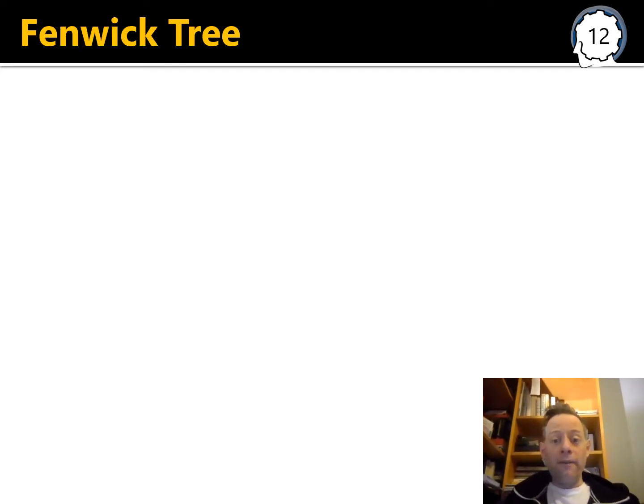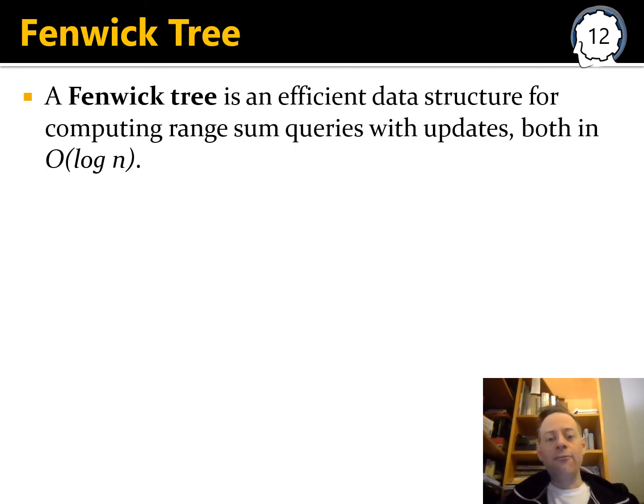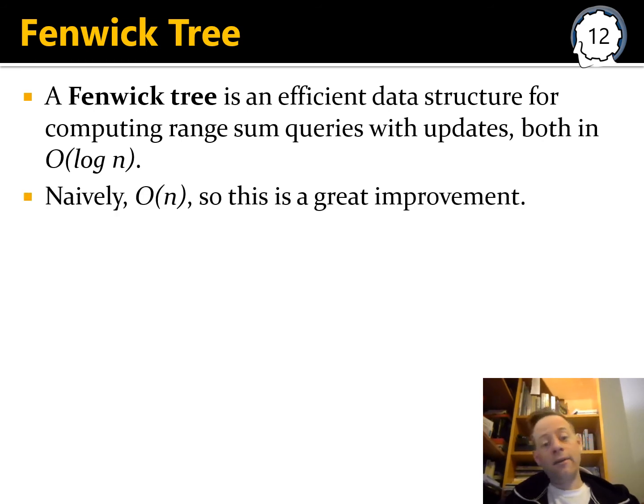Then we come to another very important basic data structure, which is the Fenwick tree, named after Peter Fenwick. And this is an efficient data structure for computing range sum queries and updates, meaning that we basically need to sum up a set of elements, and where we need to update this data structure efficiently. So we can actually do both of those in logarithmic time. I mean, a naive implementation would be linear. So what we're talking about here is very efficient algorithms.